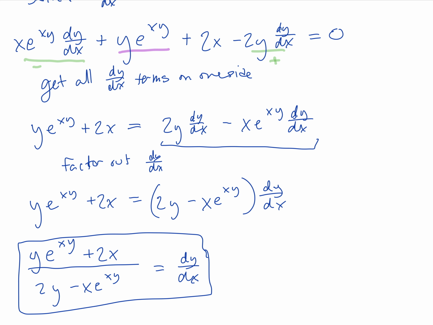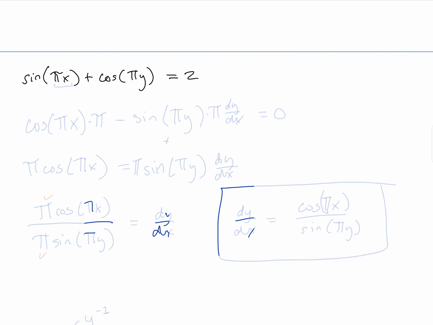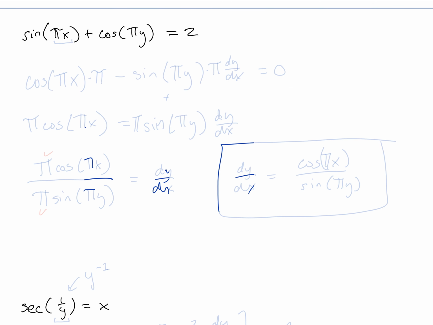All right, for this equation, again, take the derivative of both sides with respect to x. Sine of pi x, that's a chain rule where this is the inside function. So the derivative of sine is cosine. Leave the inside alone and multiply by the derivative of the inside. The derivative of a constant times x with respect to x is just that constant. Plus the derivative of cosine is negative sine.